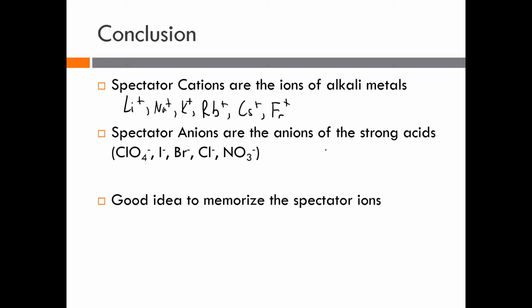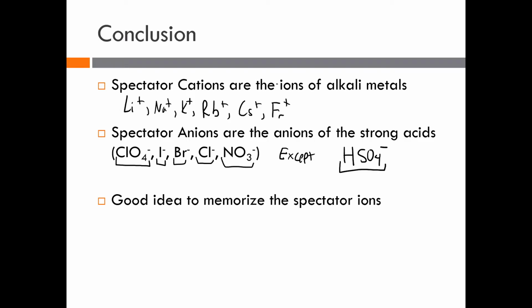The anions, spectator anions, end up being the anions of strong acids. So if you notice, here's the perchlorate ion, the iodide ion, bromide ion, chloride ion, and nitrate ion. The only exception to this is the conjugate base of sulfuric acid. So HSO4- is not a spectator, because this is an amphiprotic substance and can actually act as an acid or a base. Okay. So this is our quick and handy reference.